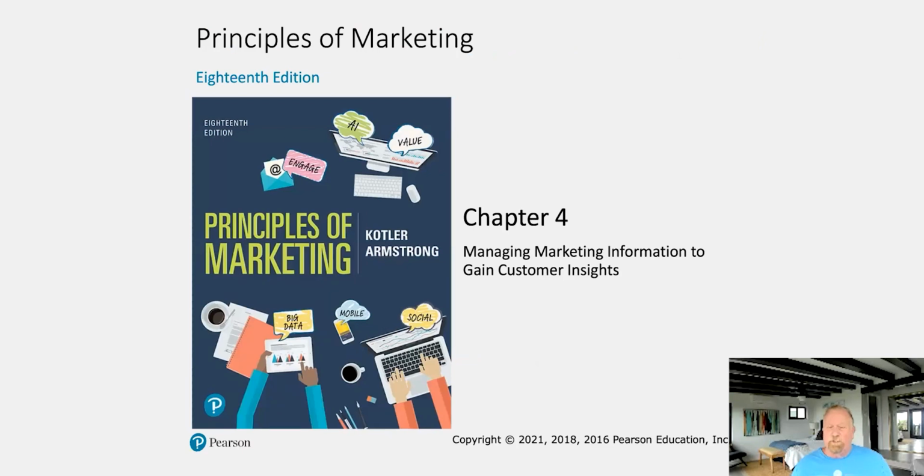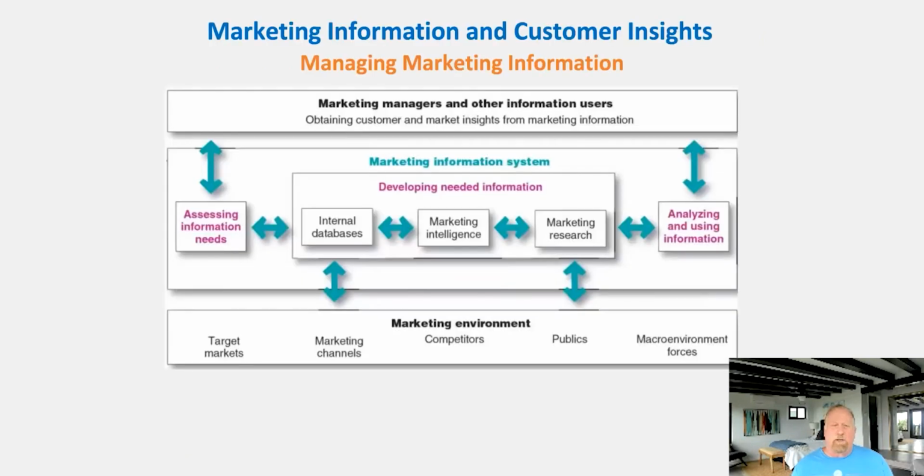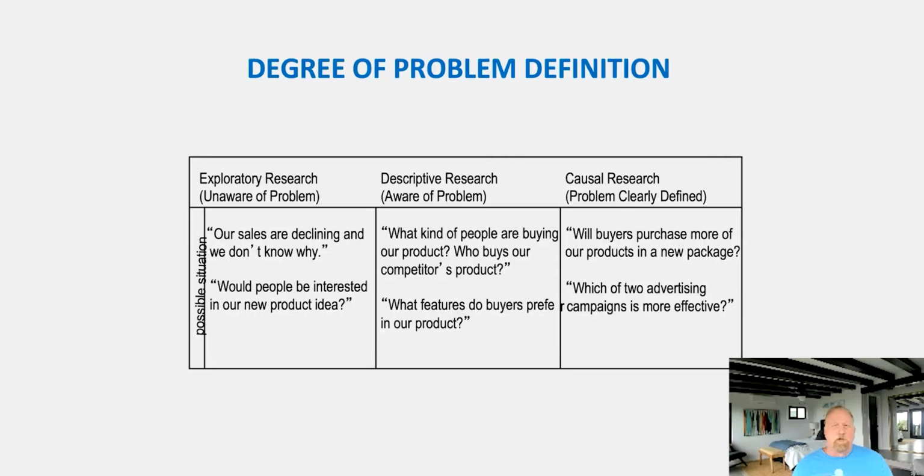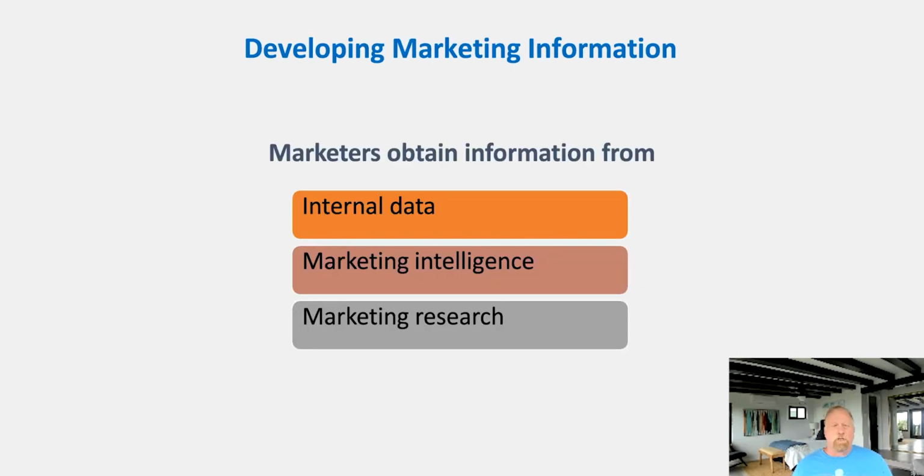Chapter 4 gets into managing marketing information to gain consumer insights. In this one, we talk about the managing of marketing information. This is very important for us to understand. But understanding the marketing information system, what does that mean? What is the marketing environment? How does it play into the marketing information system? This is one that I spent a lot of time on, describing the difference between exploratory, descriptive, and causal research. Looking at things like internal data versus market intelligence and market research.